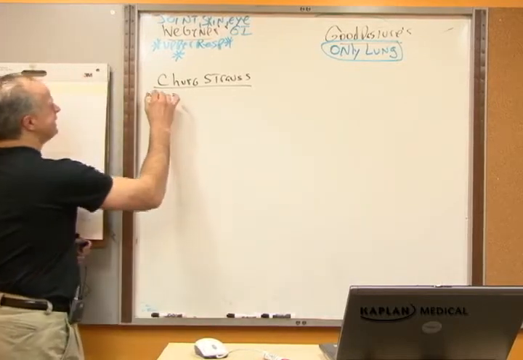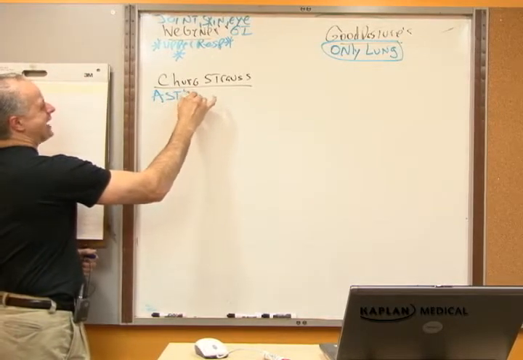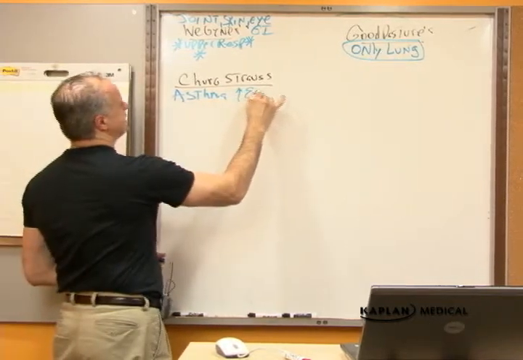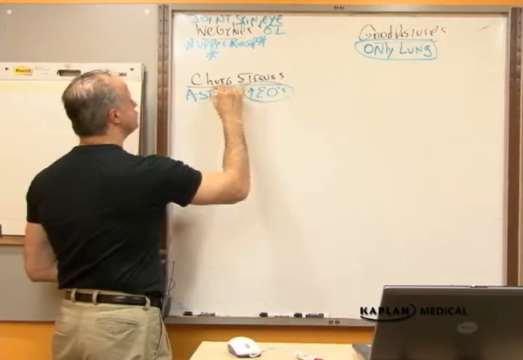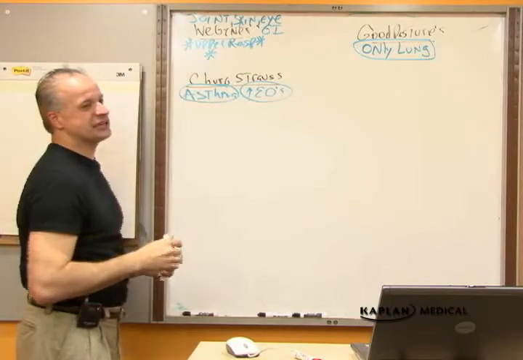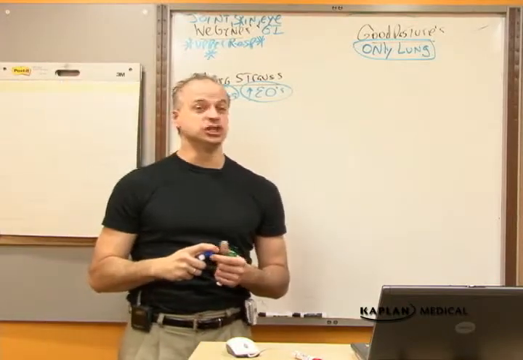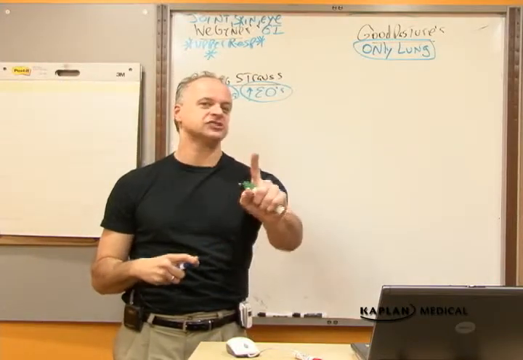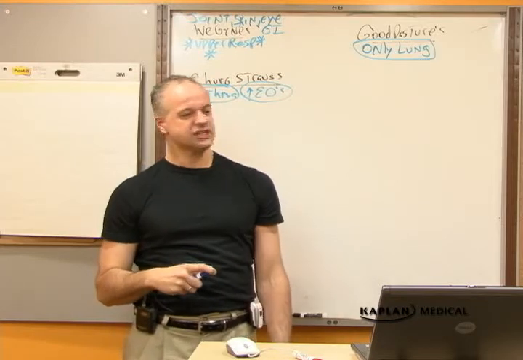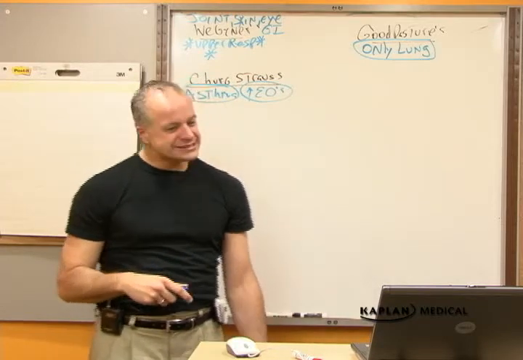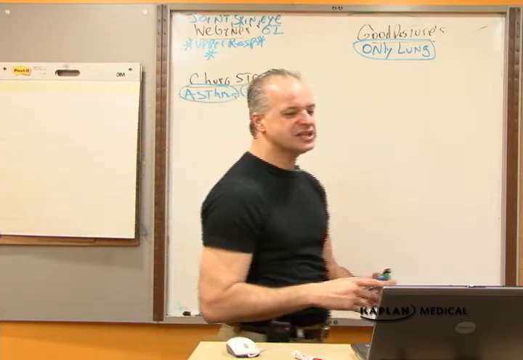The answer is it's characterized by asthma and an increase in the eosinophils. 2 words, asthma and eosinophils. It's also known as allergic angiitis. Why allergic? Because of asthma and eosinophils. That's it, just one little different thing.